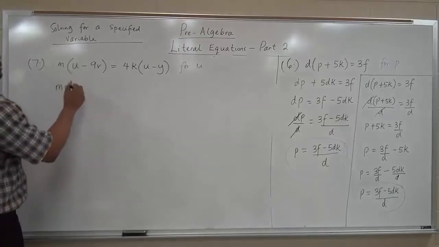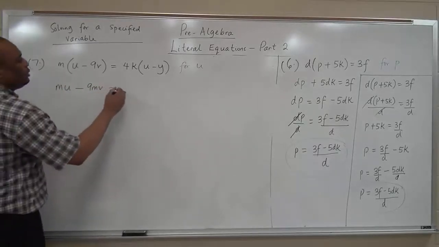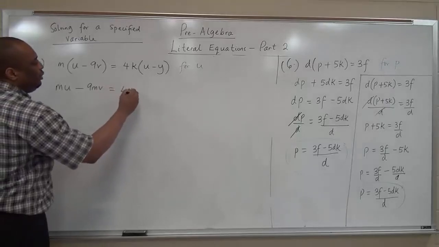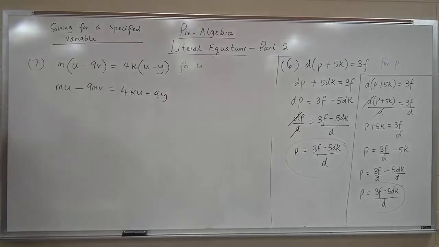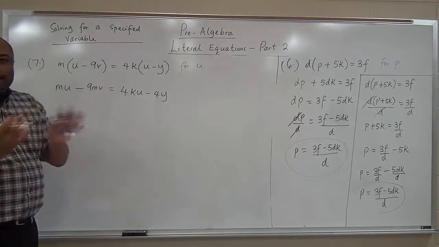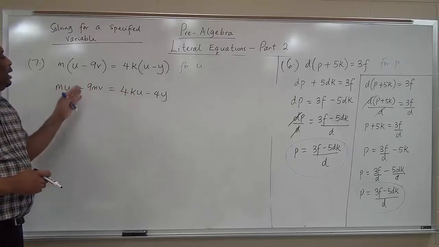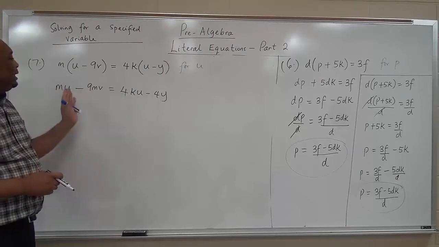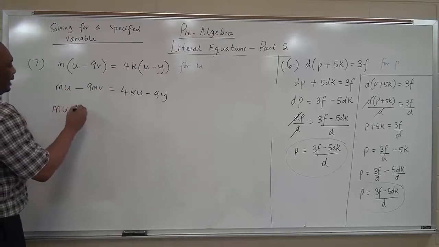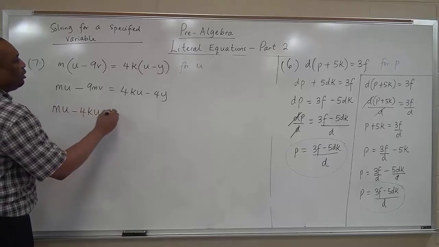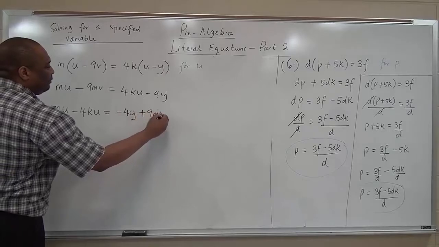So I'm done. Okay, minus 9mv equal to 4ku minus 4y. So we get all the like terms together. We get this 4ku to come on the left hand side, and 9mv to move over there. So this will be mu minus 4ku equal to negative 4y plus 9mv.